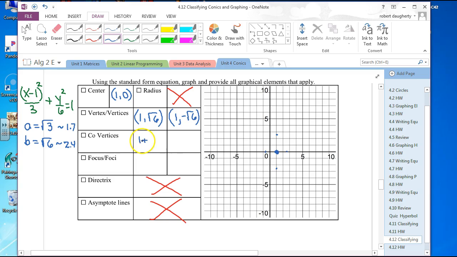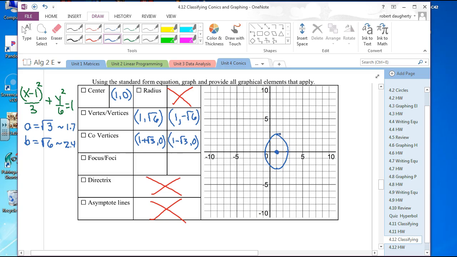1 plus how much? Square root of 3, 0. What's the other point? 1 minus the square root of 3, 0. So these aren't integers, but we're doing the same concepts, okay? You go back and forth A and B to find those vertices and covertices, okay?